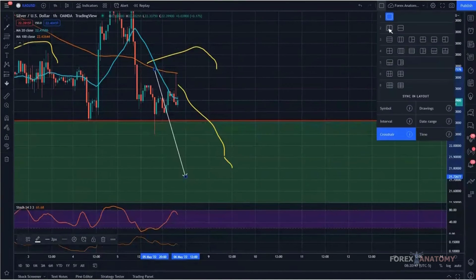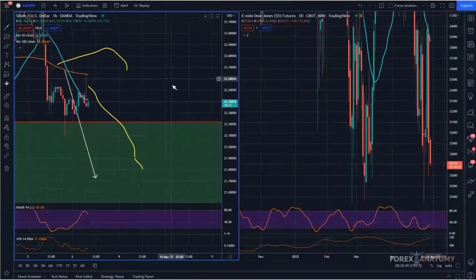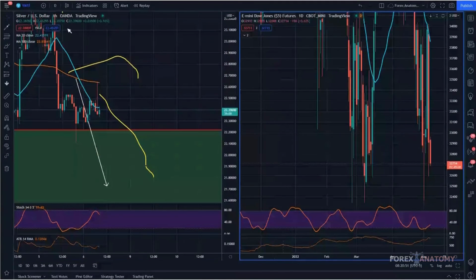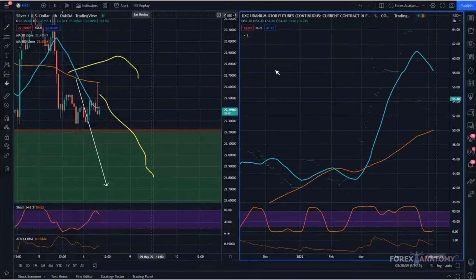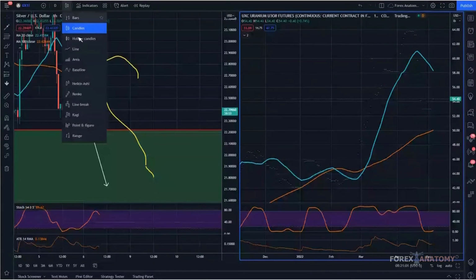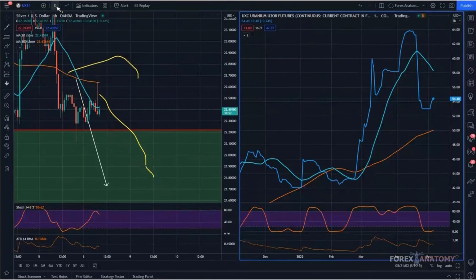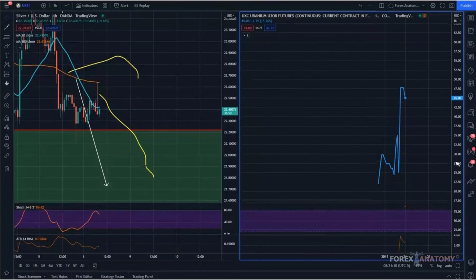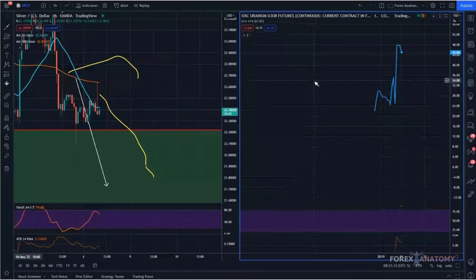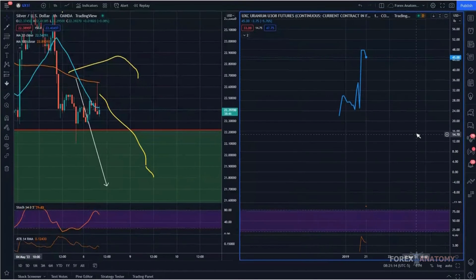I know this is the 1 hour chart. Let's split the screen. Let's keep this right here and let's just go to uranium right here, just to see what happens. So that's the daily. Let me just go to the 1 hour. So yeah, this is the 1 hour. Right now we're seeing, this is interesting how it's coming up.